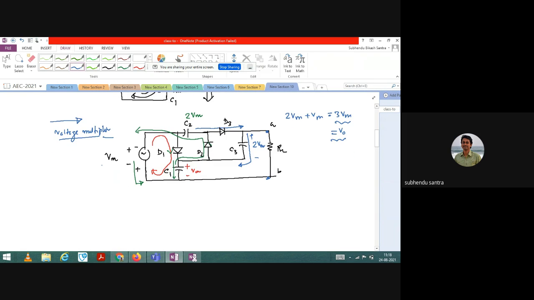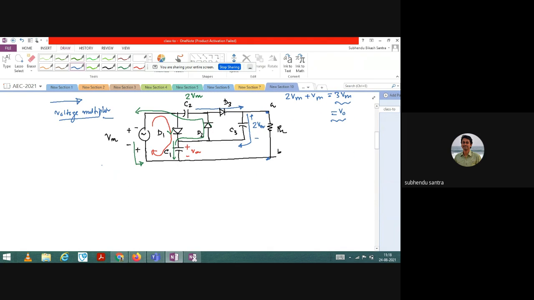So can you do the same thing if I ask you that the input voltage is Vi and you need to design 4 times Vi? So how to do that? Any idea? How can I do that?